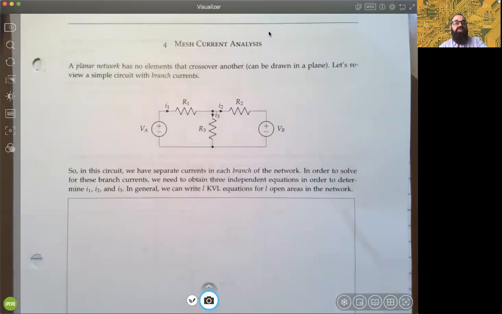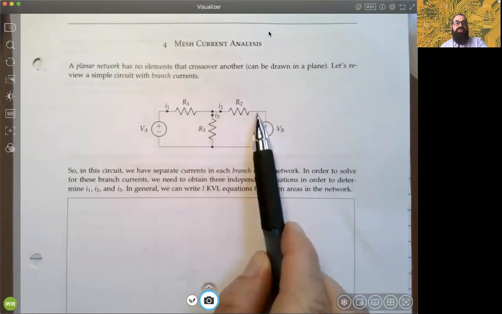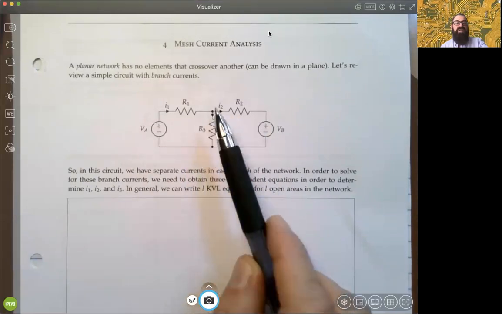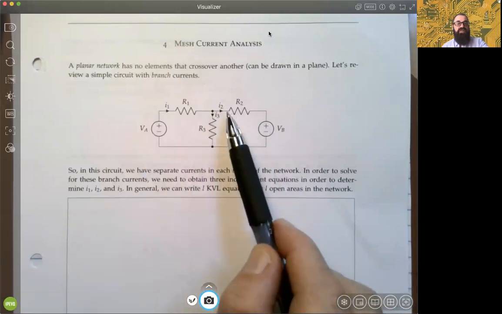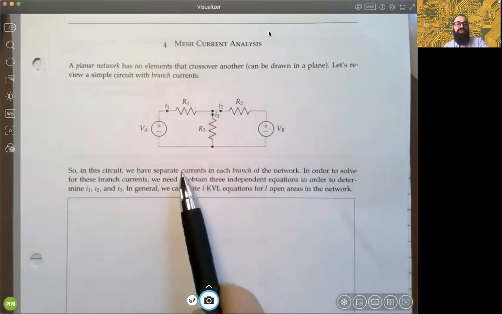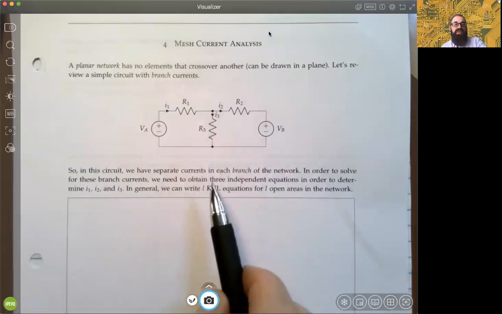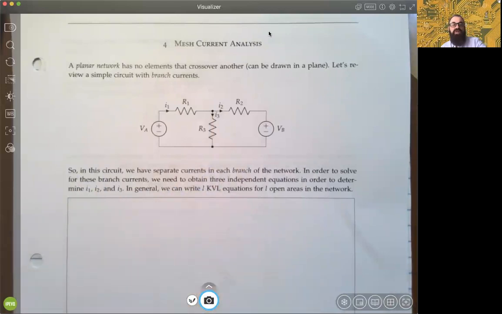And so what we're going to do is look at this simple circuit with these different branch currents. In other words, currents that are flowing through different resistances. We certainly could look at a KCL equation to describe this top node. But what we're going to do is look at these separate currents in each branch of the network and resolve a system for finding them, for defining I1, I2, and I3, using KVL equations and all of the open areas of the network.